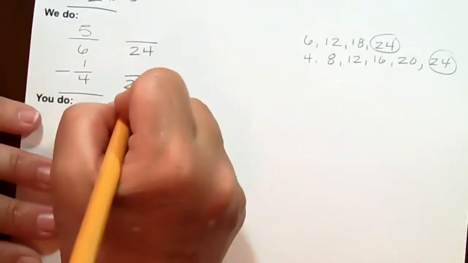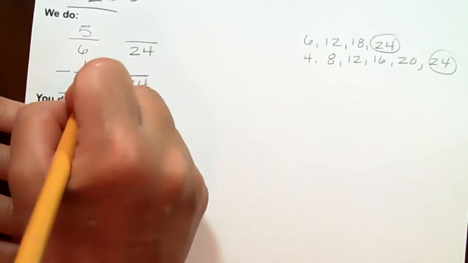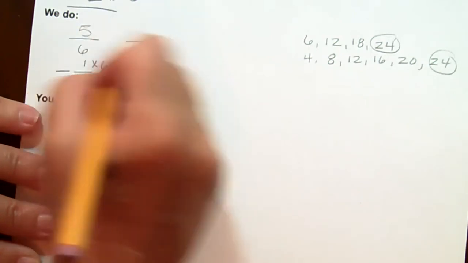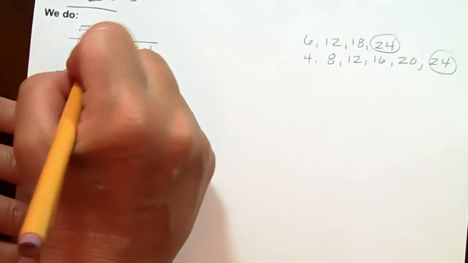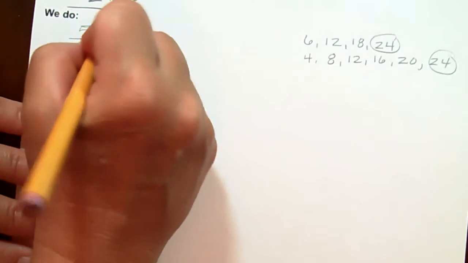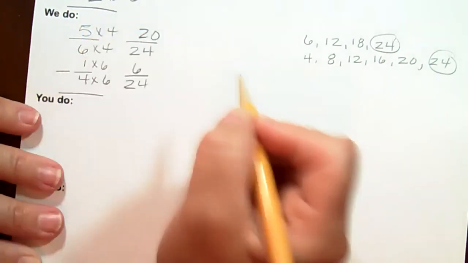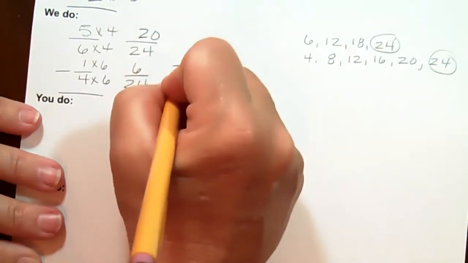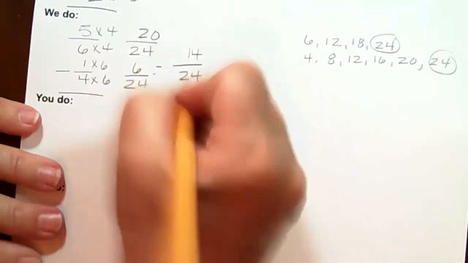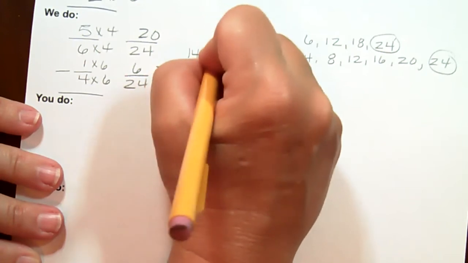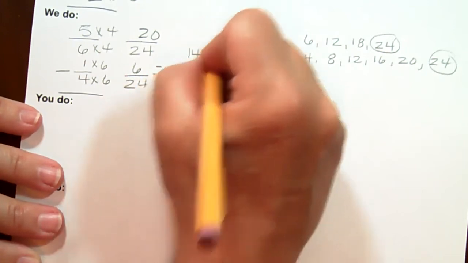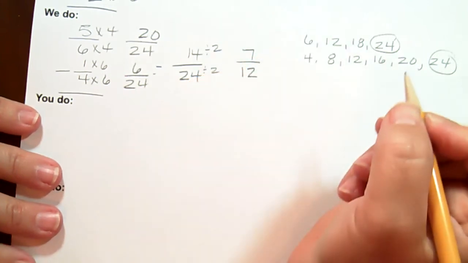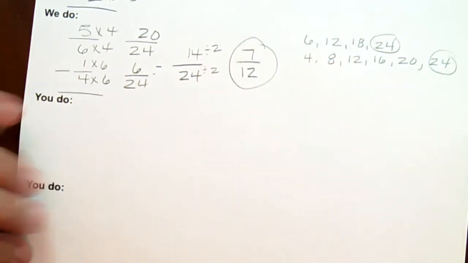How many 4s are in 24? That's 6. 1 times 6 is 6. That's commutative, so we'll say 6 times 4 is 24, and 5 times 4 is 20. And 20 minus 6 is 14 over 24. They're both even, so y'all know I like to start with dividing by 2. And 14 divided by 2 is 7, and 24 divided by 2 is 12. So your answer is 7/12.